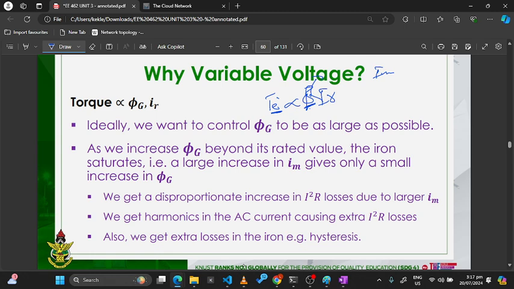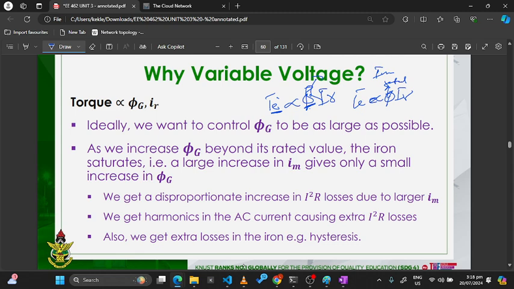Okay, so ideally we want to control phi to be as large as possible. So what we do is that we have T proportional to phi times IR. Okay, so then we are going to increase this to a large value and leave it at its rated value. Is that okay? Because beyond its rated value, we get a disproportionate increase in flux and current. So ideally, we want to control phi to be as large as possible.